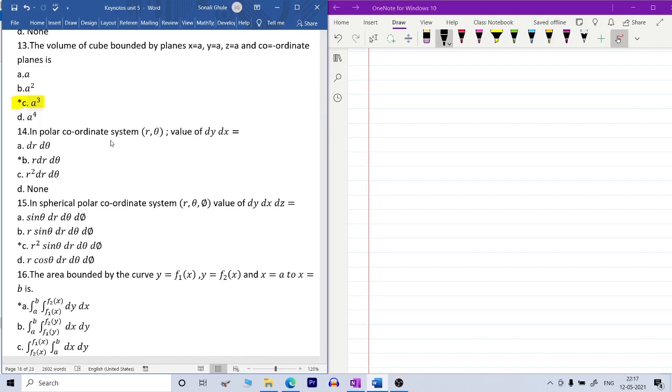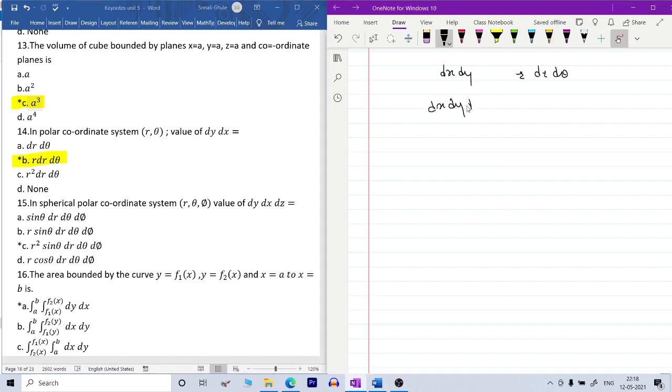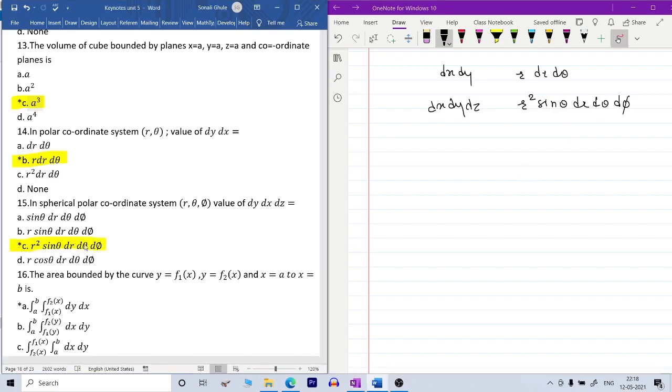Next, 14th question. In polar coordinate system, value of dy dx. Okay. Always remember, in Cartesian we write dx dy, and in polar we write r dr d theta. So here is your option B. In spherical polar coordinate system, value of dy dx dz, यानी कि dx dy dz we write it is r square sin theta dr d theta d phi. Always remember. So here your correct option is C. Okay. Let's see your next example.